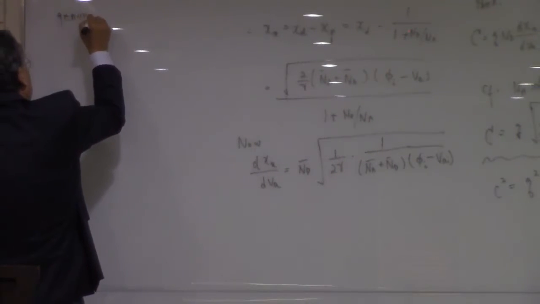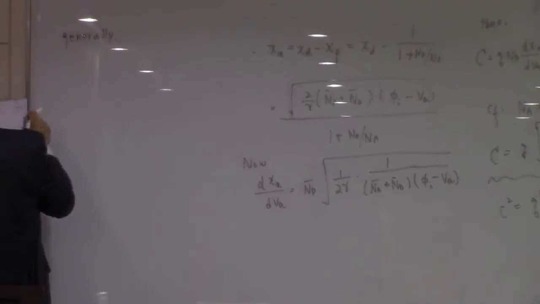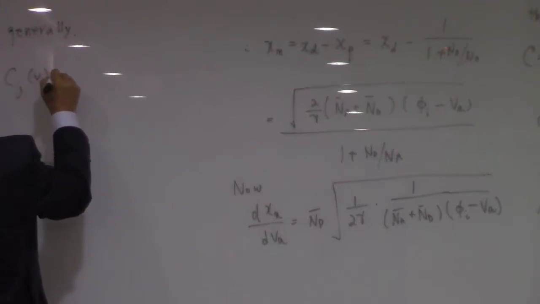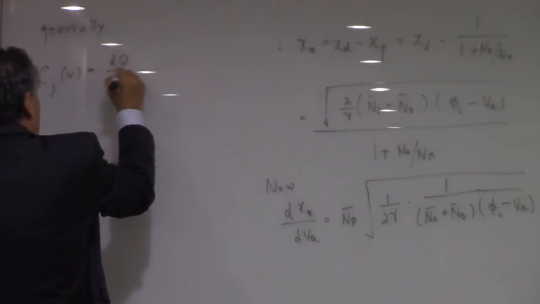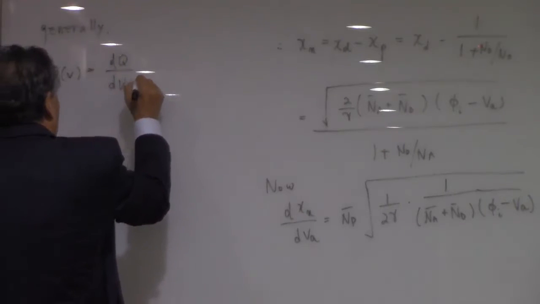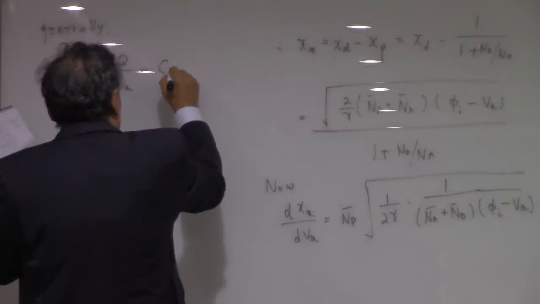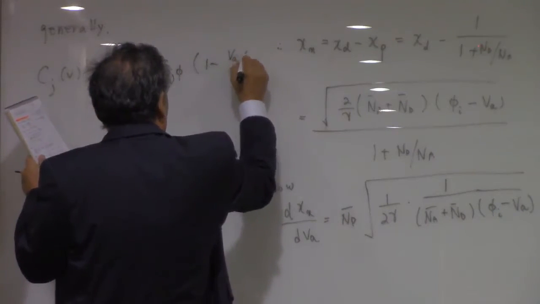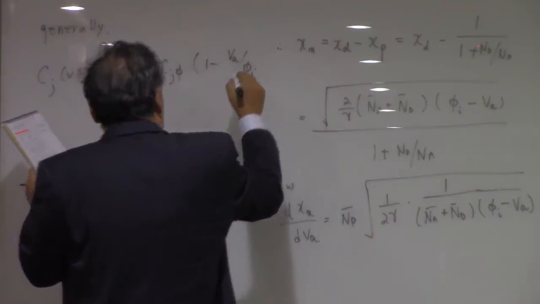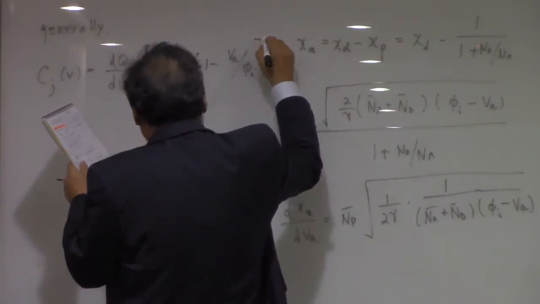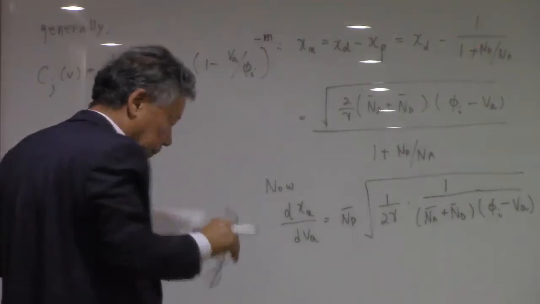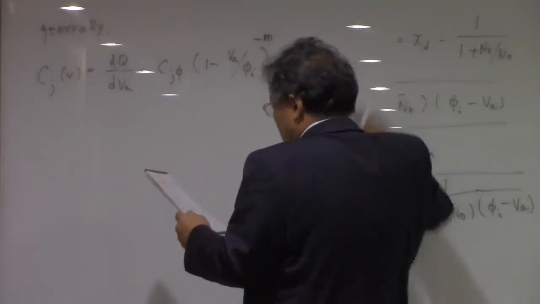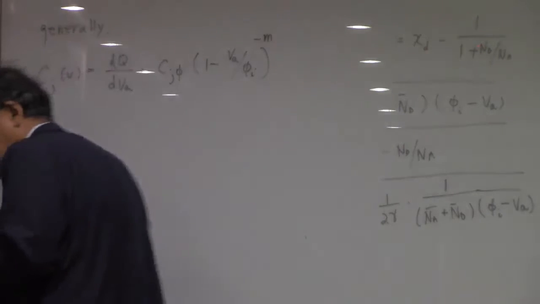Generally, the capacitance of the junctions can be written as Cj = Cj0 / (1 - Va/phi_i)^m. This is the general expression.